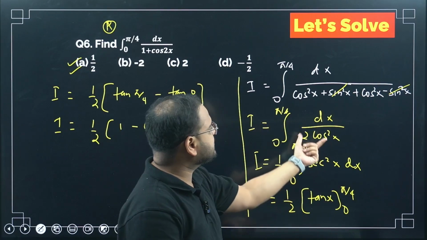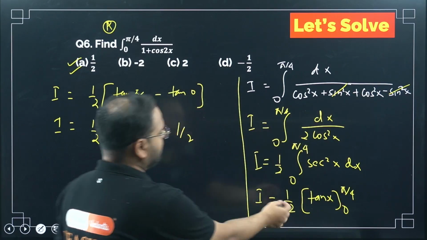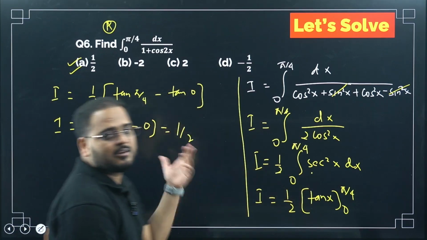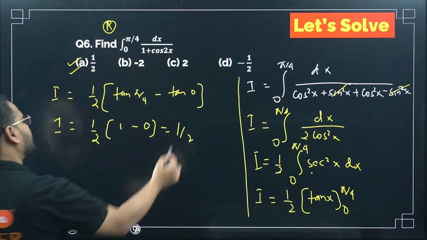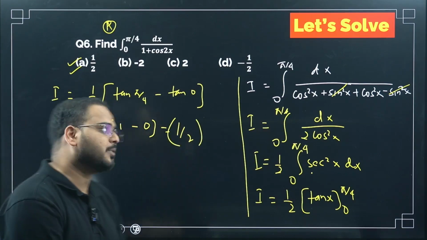Okay. Use this cancelling, after cancelling this part, 1 by sec square x. Integration of sec square is what? 1 by cos square is sec square. Integration of sec square is what? Tan x. Substituting the upper limit and lower limit, getting the answer as 1 by 2. Final answer is 1 by 2. Simple enough. Very very simple.